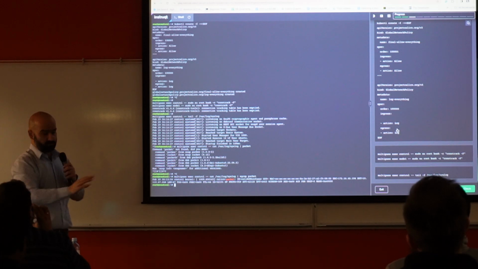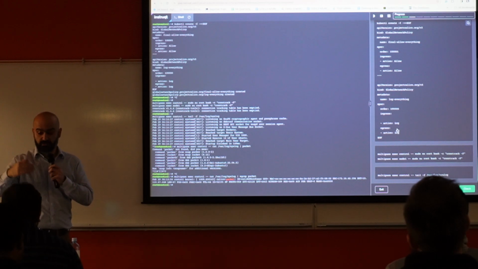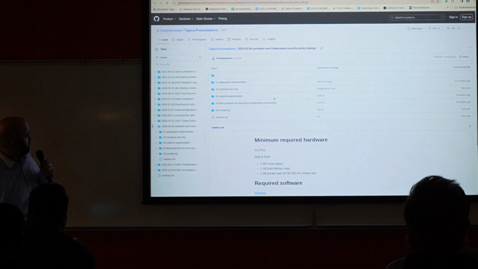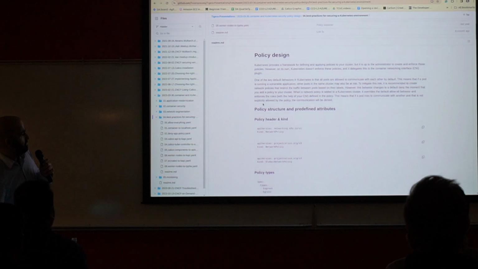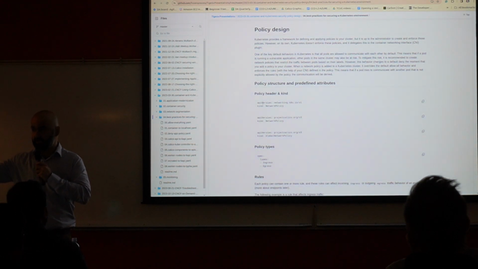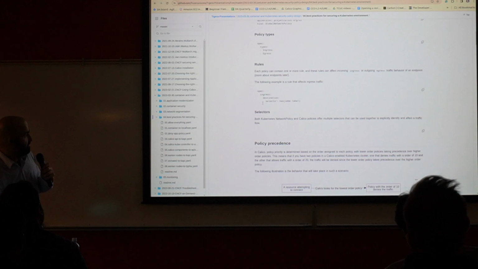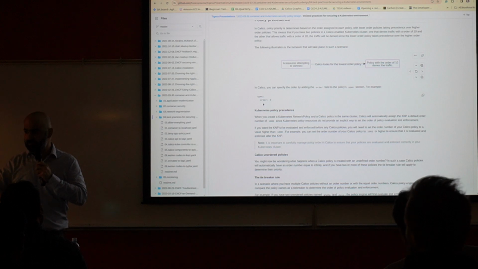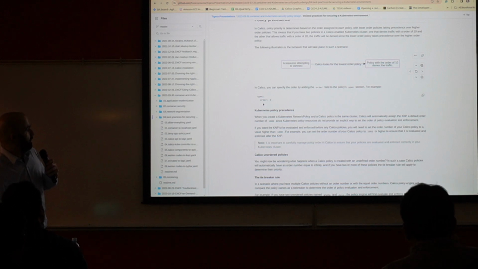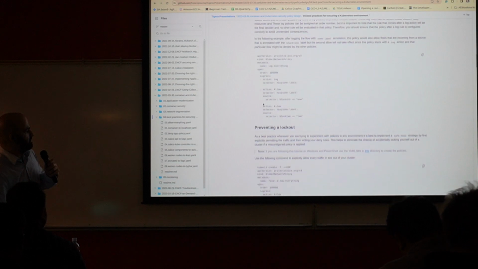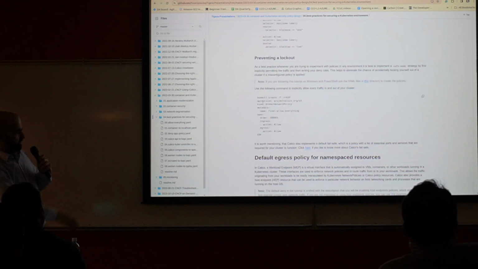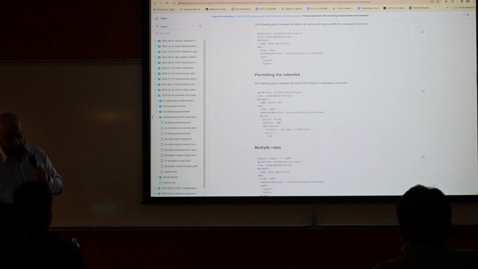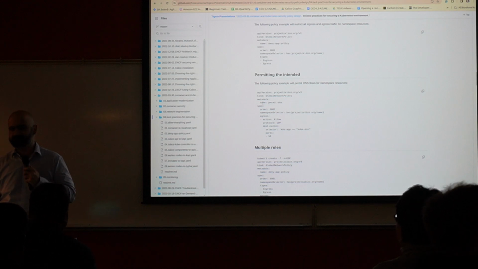If for some reason you can't and you will lock yourself out, as I showed you, there is this page that will give you all the information about the policy design, types, rules, selectors, why something is happening before something else, what is in order, the precedence, all this sort of stuff, how you would prevent a lockout, the egress policy, on and on and on and on. And that's about it.